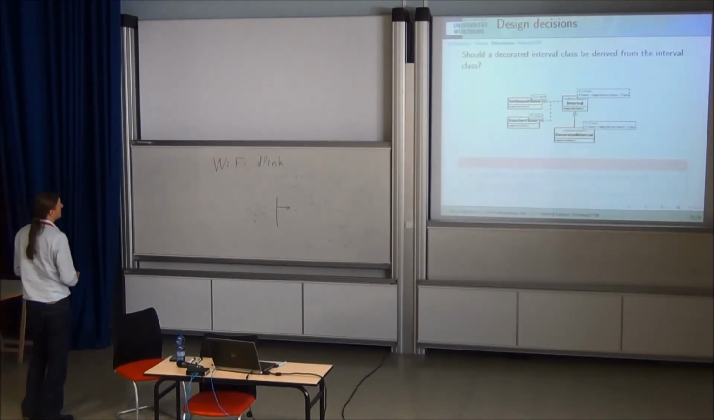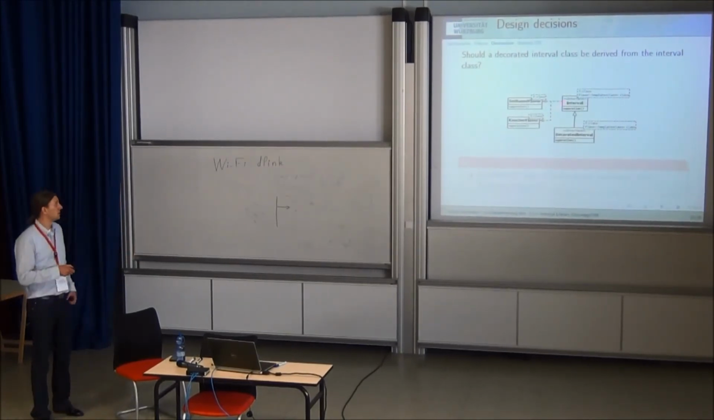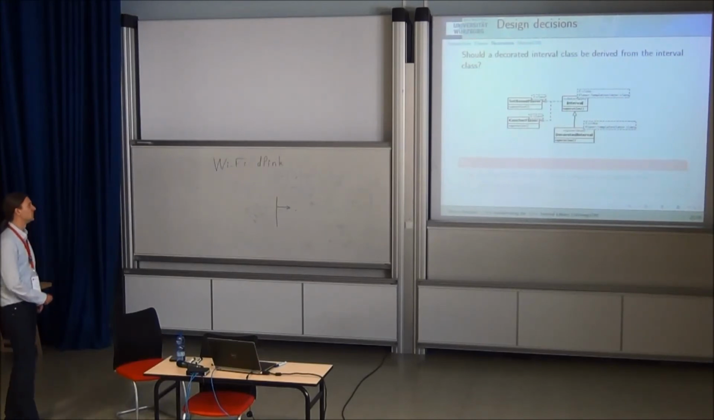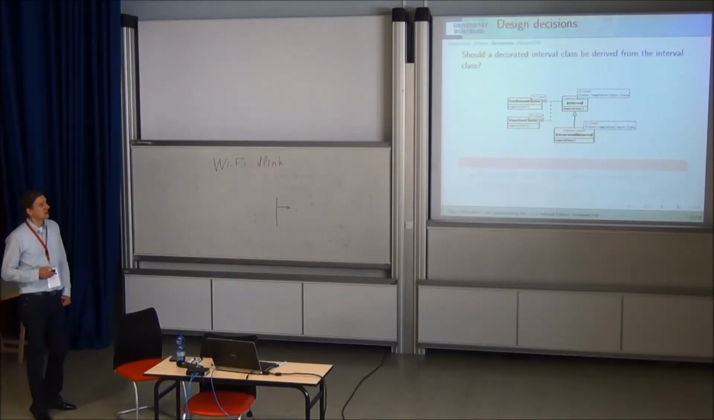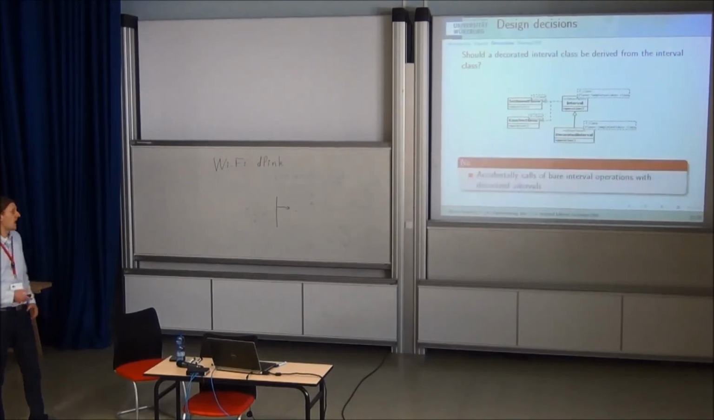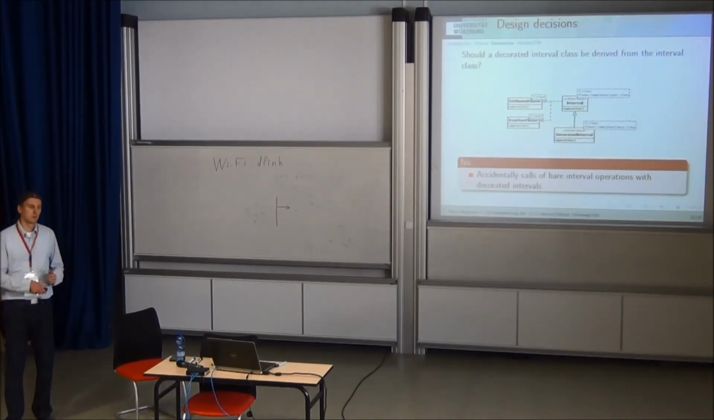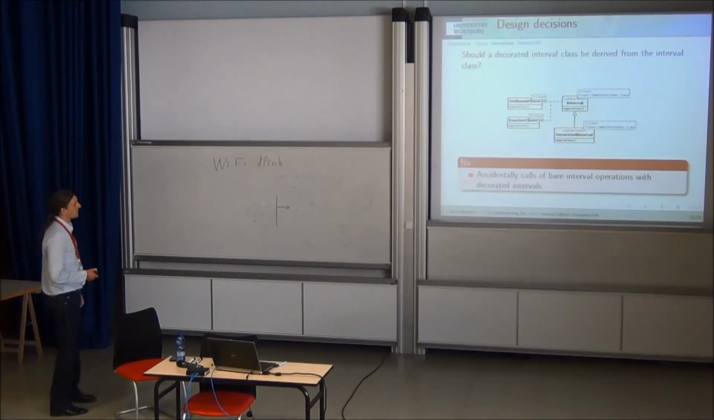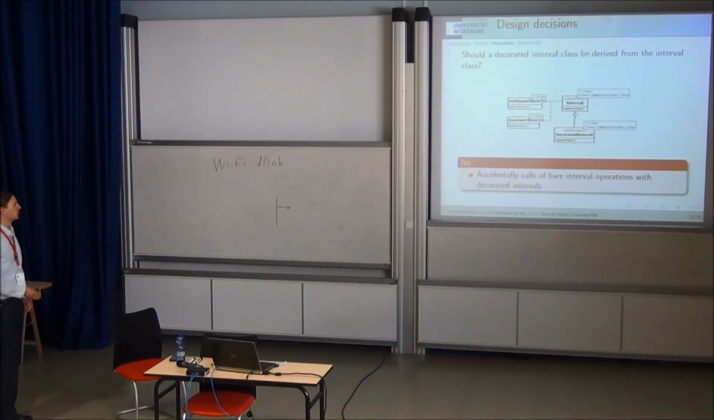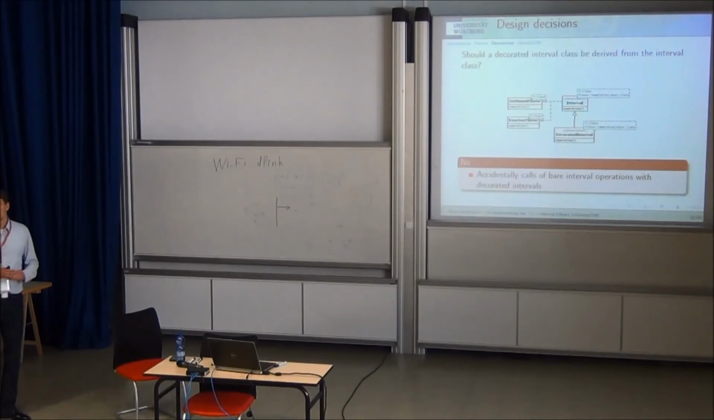The problem is, should a decorated interval class, which is a new data type, be derived from the bare interval class, like in this picture? This is a natural way to implement it in object-oriented programming, but it has one drawback. If we implement it like this, a decorated interval is a bare interval as well. And if we have, for example, an interval operation which is only implemented for bare intervals, for example a user-defined function, and we call it with a decorated interval, then the bare interval operation will be called, and the computed history of the computation, the decoration, will be thrown away, and we lose all our information.